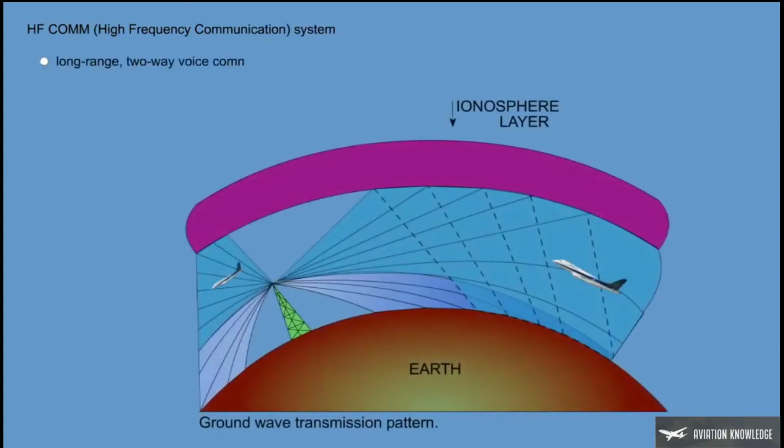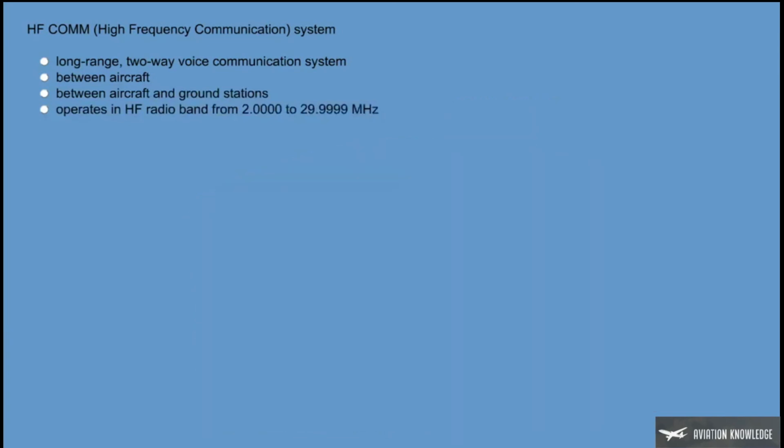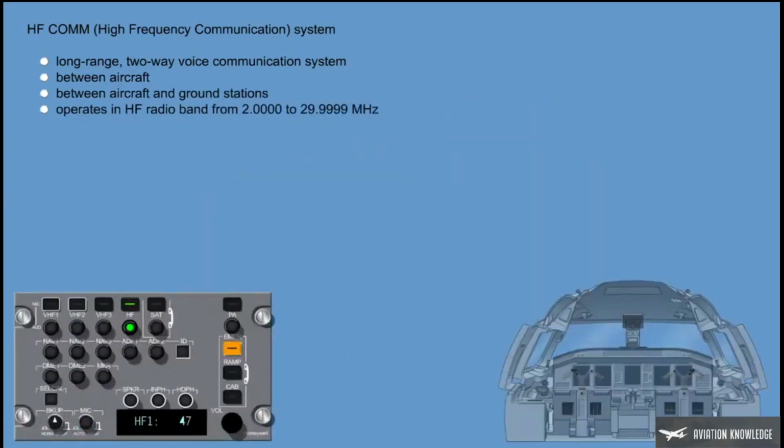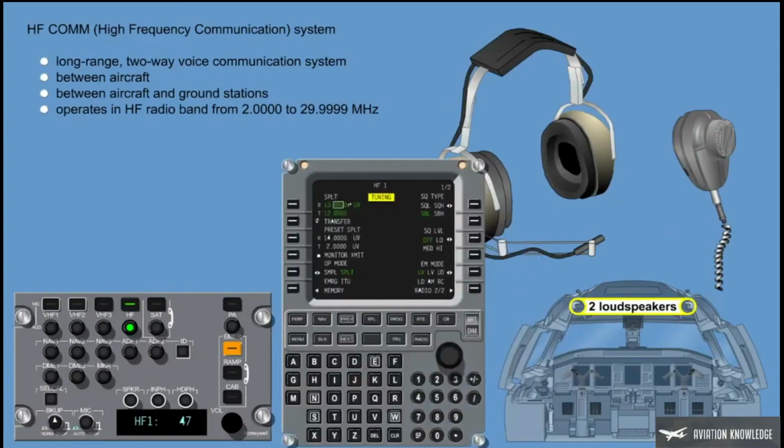The HF COMM, or High Frequency Communication System, is a long-range two-way voice communication system between aircraft or between aircraft and ground stations, and operates in the HF radio band from 2.0000 to 29.9999 megahertz. The digital audio panels in the cockpit connect the HF COMM system to the radio headsets, microphones, and loudspeakers in the aircraft, while the MCDUs are used to set the radio frequency and mode.